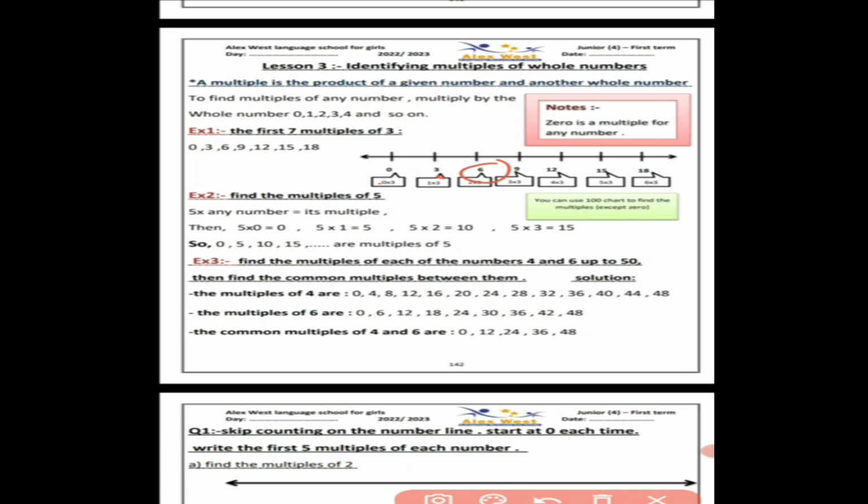3 times 3, 9. 3 times 4, 12. 3 times 5, 15. 3 times 6, 18, and so on. We can also get the multiples of 3 by skip counting 3. Start from 0: 0, 3, 6, 9, 12, 15, 18, 21. Skip counting 3, and so on.